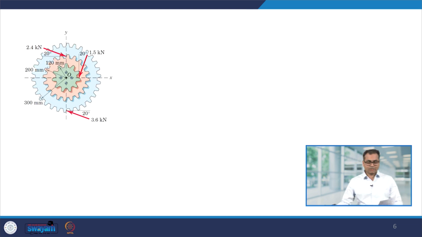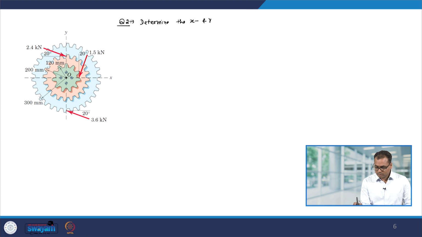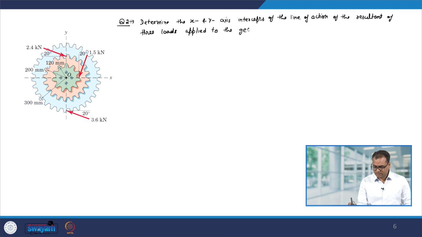Now, let us look at the second question on the same concept, and the problem statement is the following. So, this is question number 2. Determine the x and y axis intercepts of the line of action of the resultant of 3 loads applied to the gear set. So, let us say we have this gear set and there are 3 forces of amplitude 3.6, 1.5 and 2.4 kilo Newton which are applied on this gear set, and we have to find out what is the resultant force and what is its line of action.